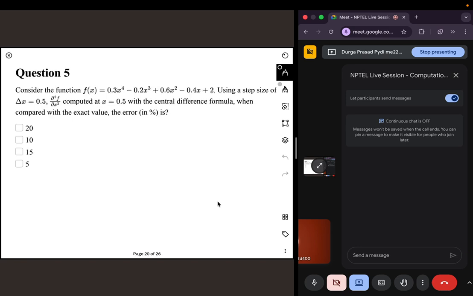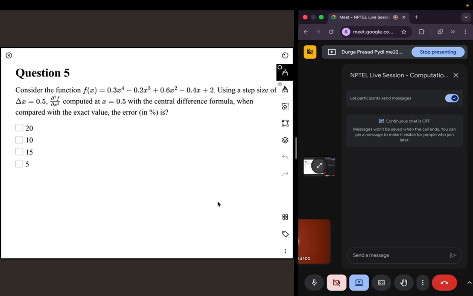Now we have something to make your hands work. We have a function of this particular form using a step size of so and so. Calculate the double derivative of the function at x equal to 0.5 with central difference and compare it with the exact value and see how much the error is.